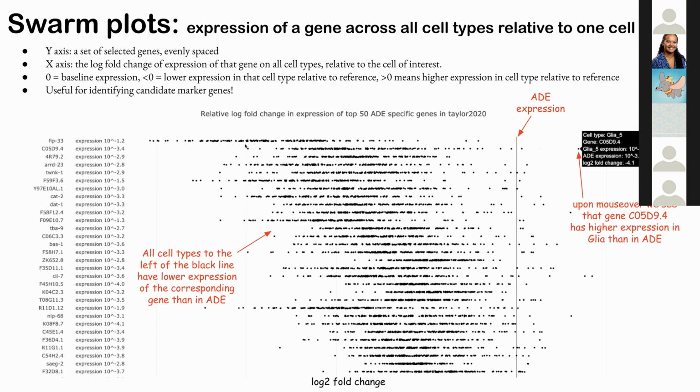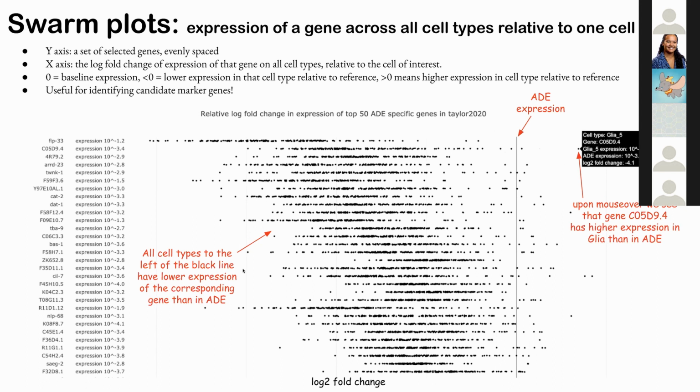You show the log fold change of that gene in every tissue relative to one reference tissue. So in this case, it's the ADE neuron, and everybody that is to the left of this black line here is less expressed, and everybody that is to the right is higher expression. And so when you mouse over, it will show you the tissue identity, and it will show you the absolute numbers for the inferred expression and for the log 2 fold change.